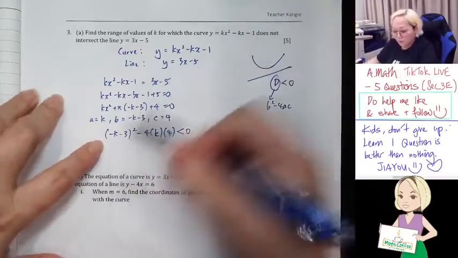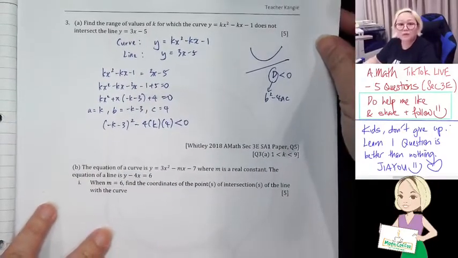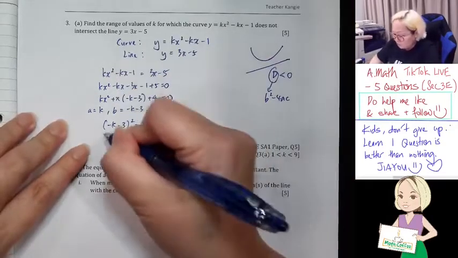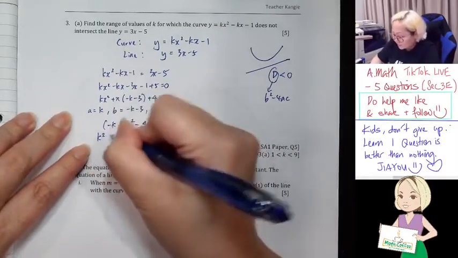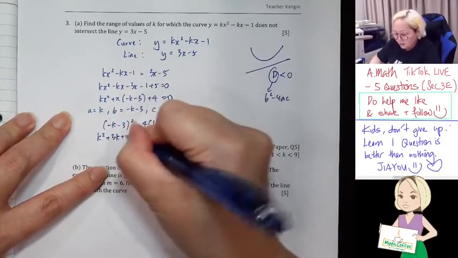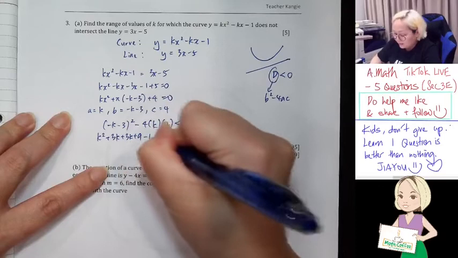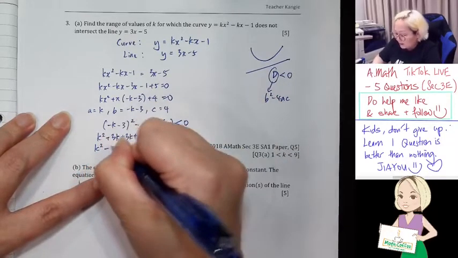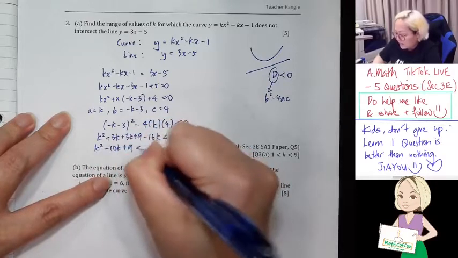Simplify. So this one, I will not spend too much time on expansion here because this is AMath. When you all learn AMath, algebraic expansion is already something that you must master. So after expanding, this part I will have k squared plus 3k plus 9 minus 16k, less than 0. Simplify: k squared minus 10k plus 9 less than 0.